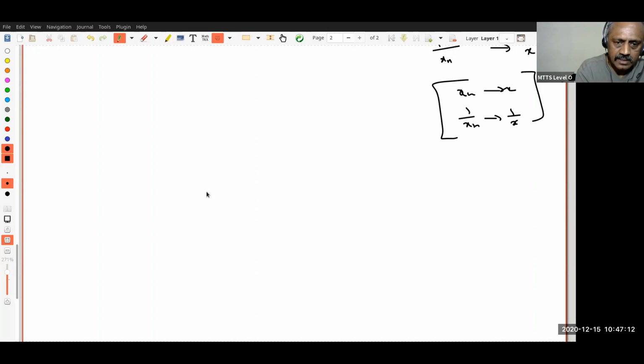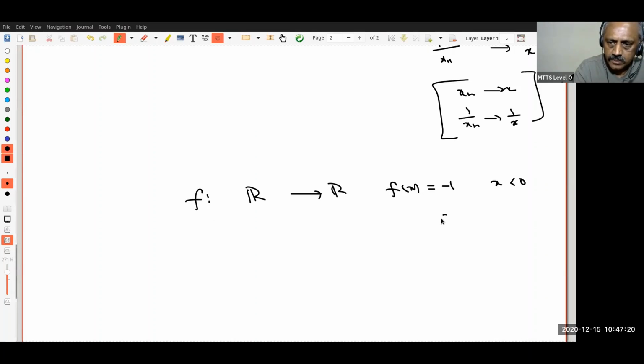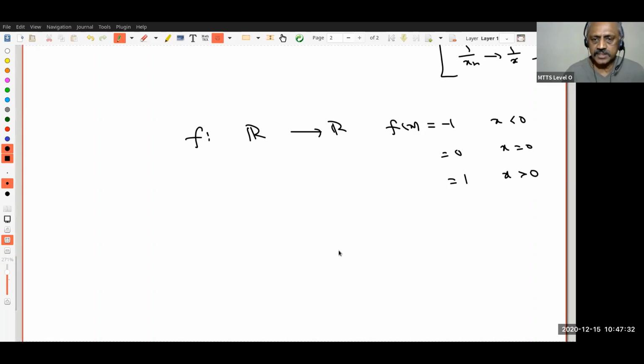Now let's look at another case. Let us look at f from R to R, so that f(x) equals minus 1 if x is negative, 0 if x equals 0, and equal to 1 if x is positive. I want to know whether it's continuous at 0. What point? I want to know whether f is continuous at 0.